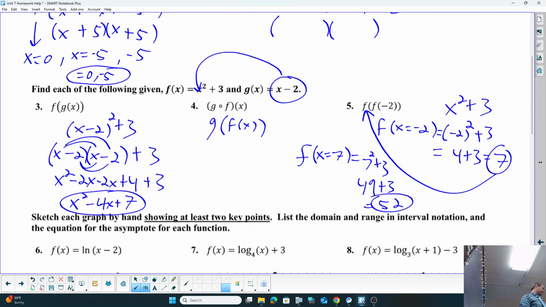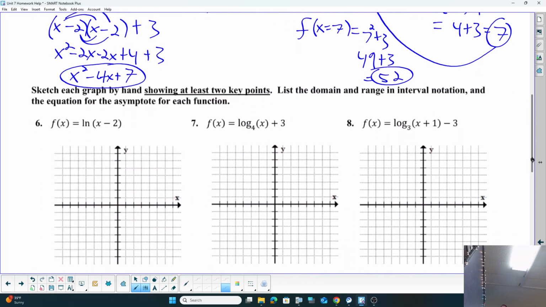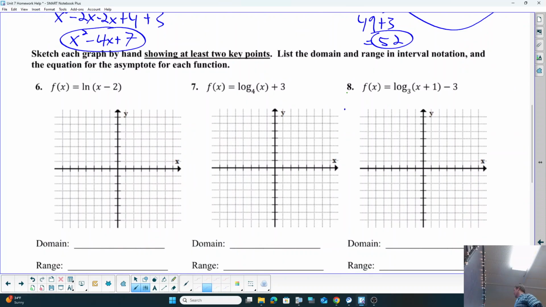52. For number 5, try the next one on your own. Keep on trying. Pause me. Try it on your own, okay? So number 7 now, number 7.